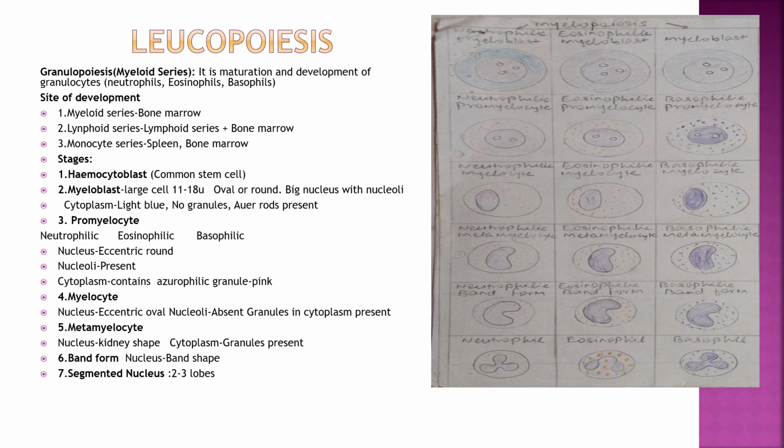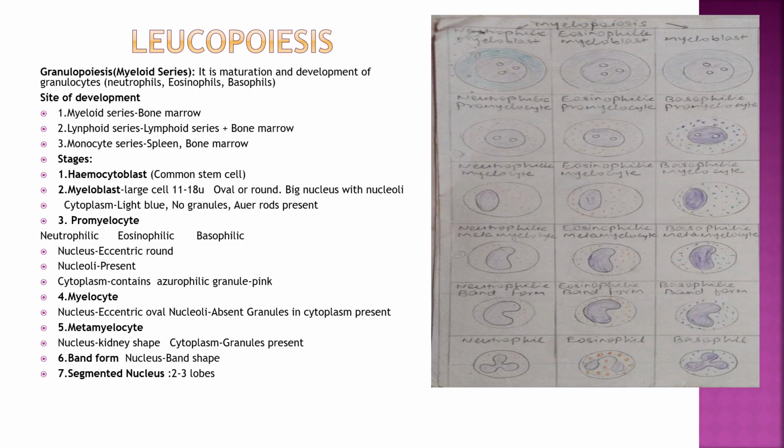Leukopoiesis, it is maturation and development of the leukocytes, that is all the cells like neutrophil, eosinophil, basophil, then lymphocyte and monocyte. So it is usually seen in bone marrow, lymphoid series seen in lymph nodes and monocyte in spleen and bone marrow. The first stage is hemocytoblast, that is the common stem cell. It is larger in size. Then it matures into the myeloblast.